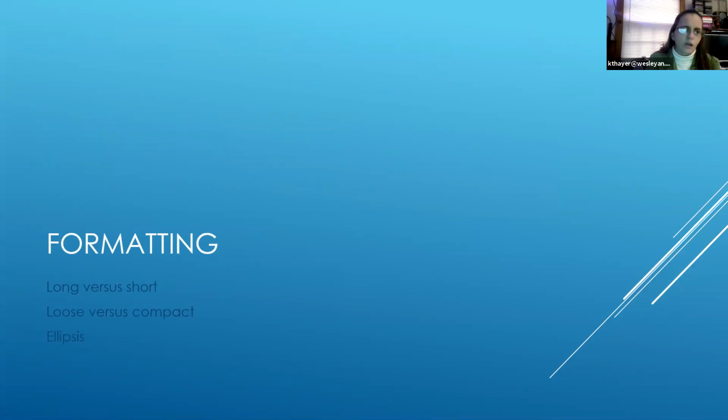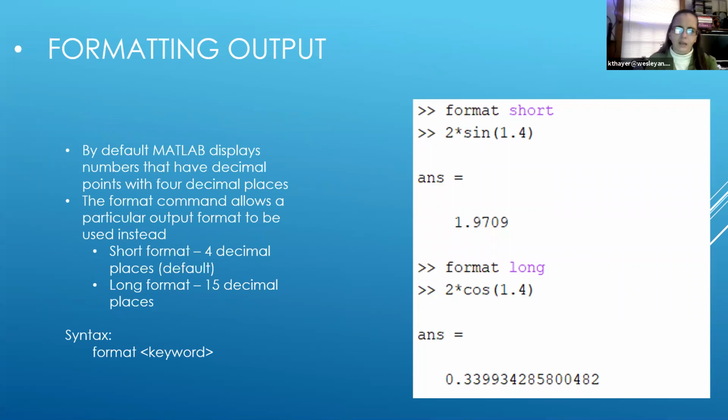So next, let's talk about the formatting. This pertains to how the view is in the window. There's long versus short, loose versus compact, and the use of the ellipsis. So for formatting, the default in MATLAB is to display numbers that have decimal points with 4 decimal places. The format command allows a particular output format to be used instead. Now that only changes how it's displayed. It doesn't actually change how it's stored on the disk.